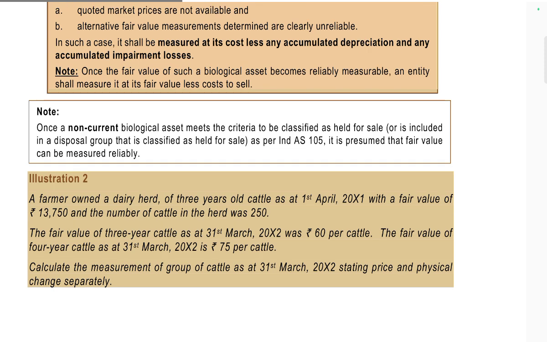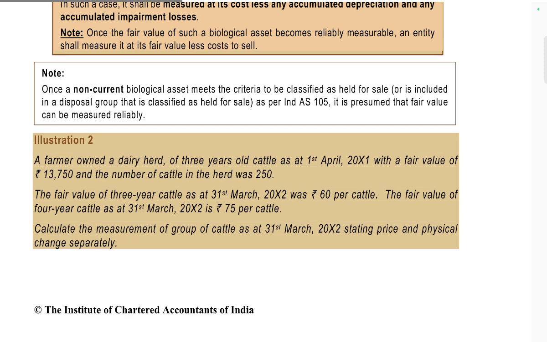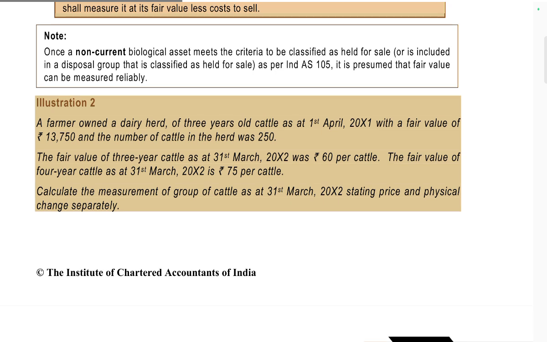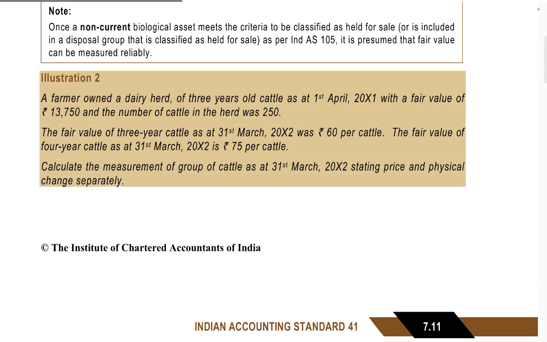Once the fair value of the biological asset becomes reliably measurable, the entity shall measure it at fair value less cost to sell. Once a non-current biological asset meets the criteria to be classified as held for sale, or is included in a disposal group classified as held for sale, it is measured accordingly.